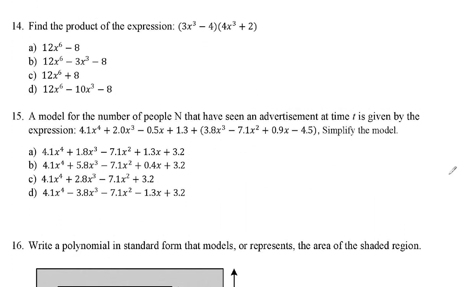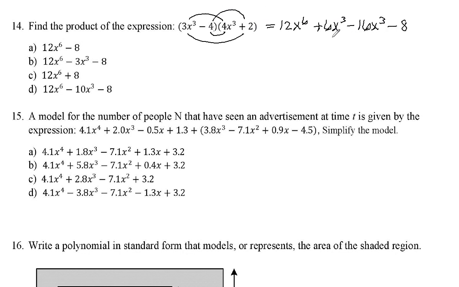And then in 14, we are finding a product of this expression. And so we've got two binomials that we're multiplying. So we want to do FOIL. So first terms here, 3 times 4 is 12. And then x cubed times x cubed, when you multiply, you add exponents. So 3 plus 3 is 6, so 12x to the 6th. Outer terms here, 3x cubed times 2 is going to be 6x cubed. So plus 6x cubed. Inner terms, negative 4 times 4x cubed, so negative 16x cubed. And then our last terms, negative 4 times positive 2, negative 8.